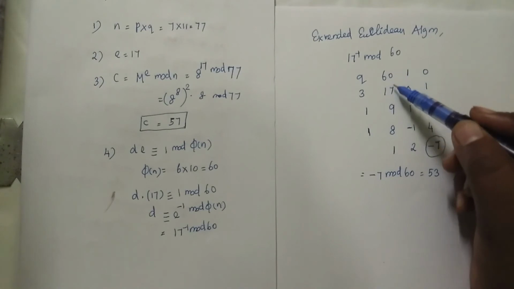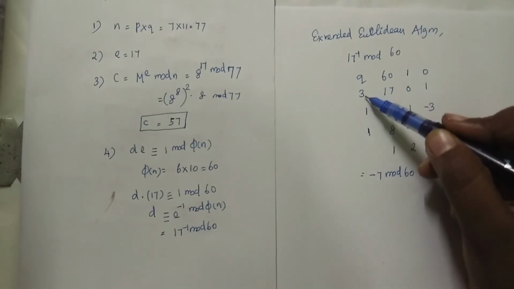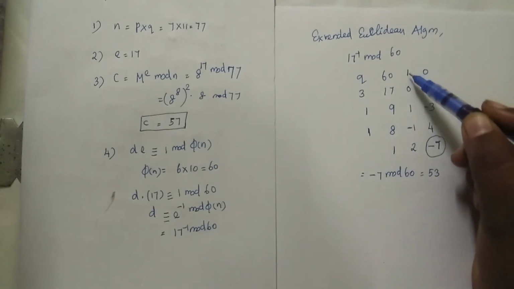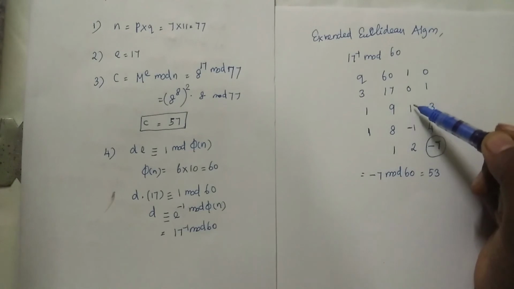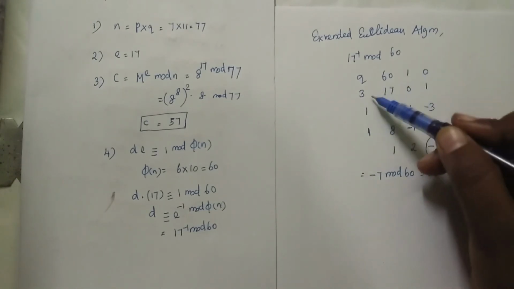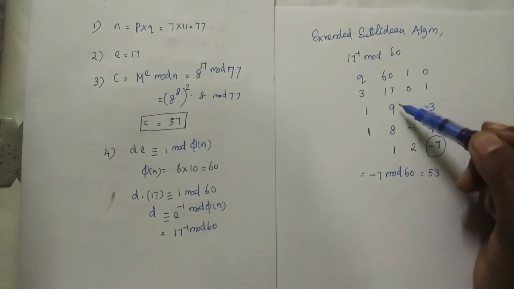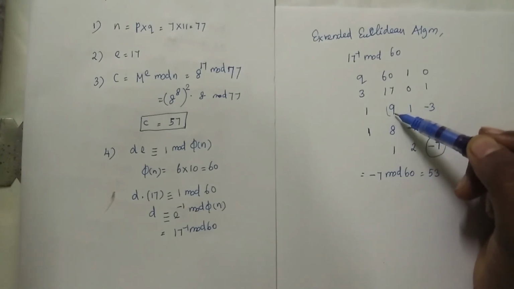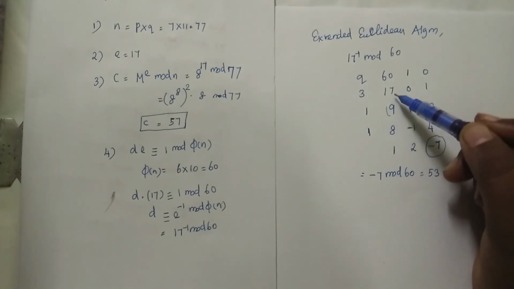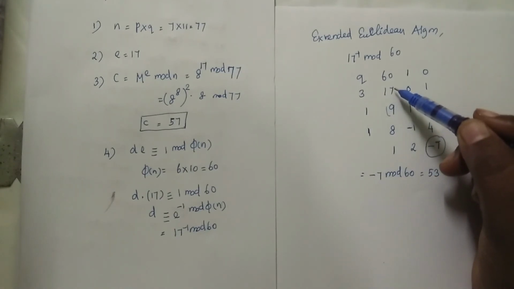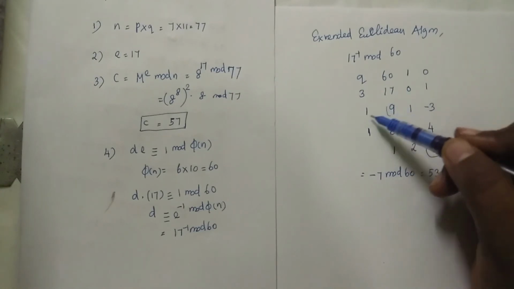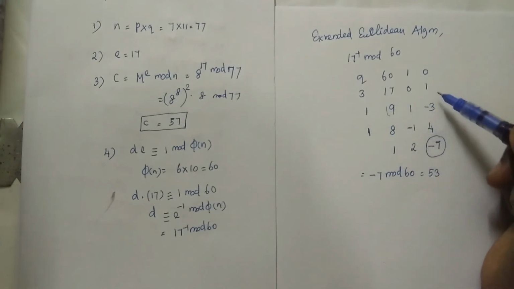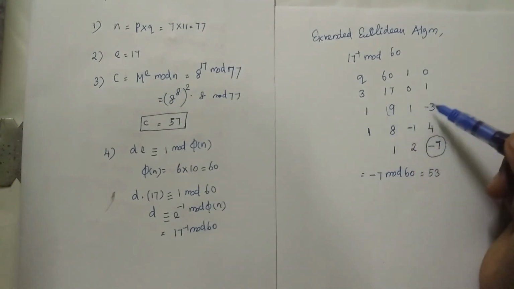So 60 divided by 17, the quotient is 3 and the remainder is 9. We fill these two places like 1 minus 3 into 0, which is 1, and 0 minus 3 into 1, which is minus 3. Then we check this value; until it is 1, we have to repeat the step. Performing the same step, 17 divided by 9, the quotient is 1, the remainder is 8. 0 minus 1 into 1 is minus 1, and 1 minus 1 into minus 3 is plus 4.